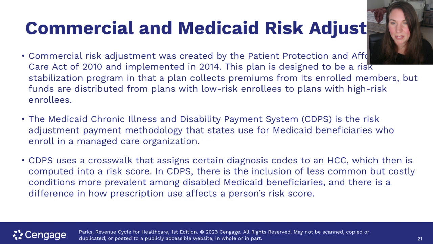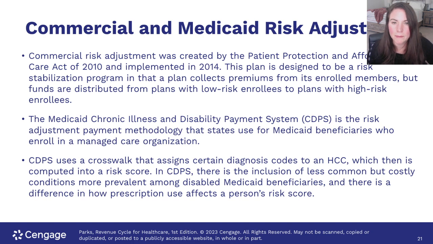Next one is the Medicaid Chronic Illness and Disability Payment System, CDPS. This is what the state uses for Medicaid beneficiaries that enroll in a managed care organization. So this is a different type of payment model that also uses risk adjustment. It's just specifically for patients with Medicaid. This uses a crosswalk to assign certain diagnosis codes to an HCC and then computes a risk score.